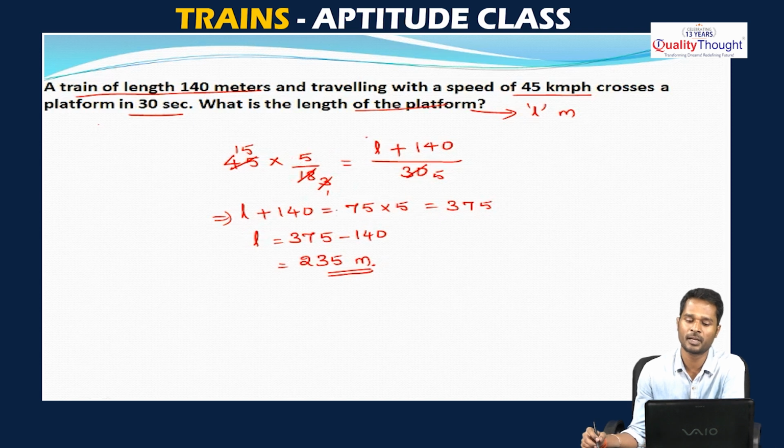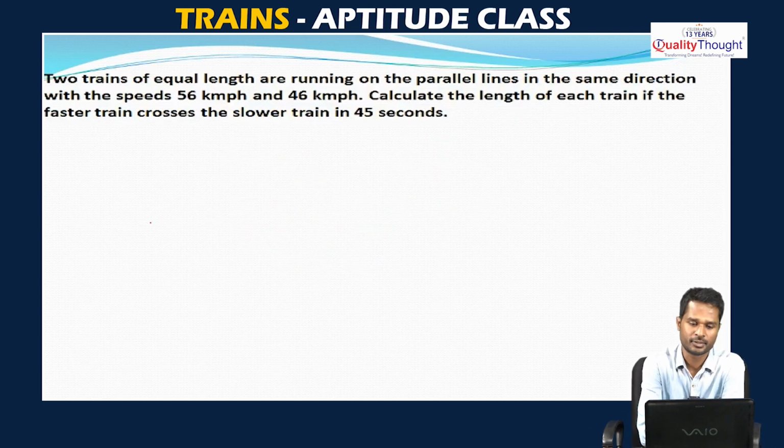So the length of the platform is 375 minus 140, which is 235 meters. See the question: two trains of equal length are running on parallel lines in the same direction. So there are two trains and they have equal lengths. They are going in the same direction.